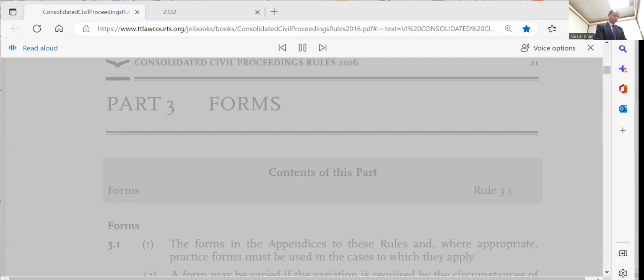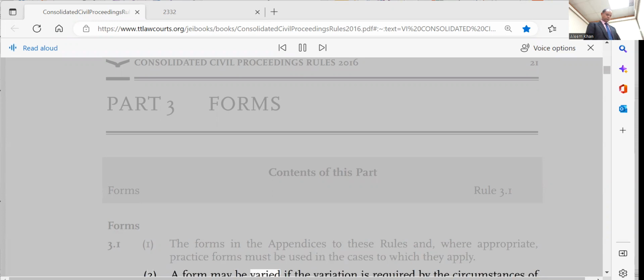Consolidated Civil Proceedings Rules 2016-21. Part 3, Forms. Contents of this part: forms, Rule 3.1. Forms 3.1. 1. The forms in the appendices to these rules and, where appropriate, practice forms must be used in the cases to which they apply.